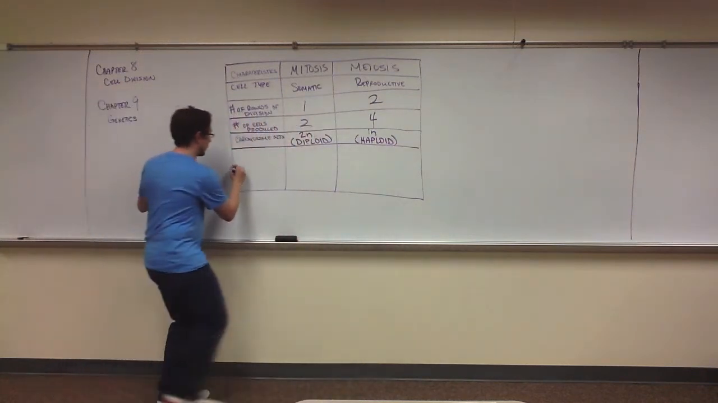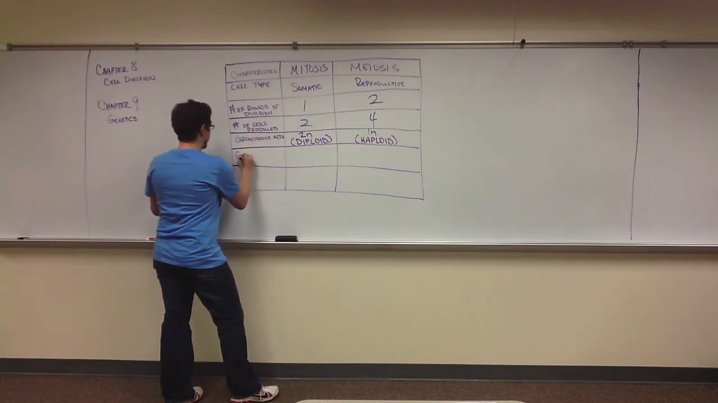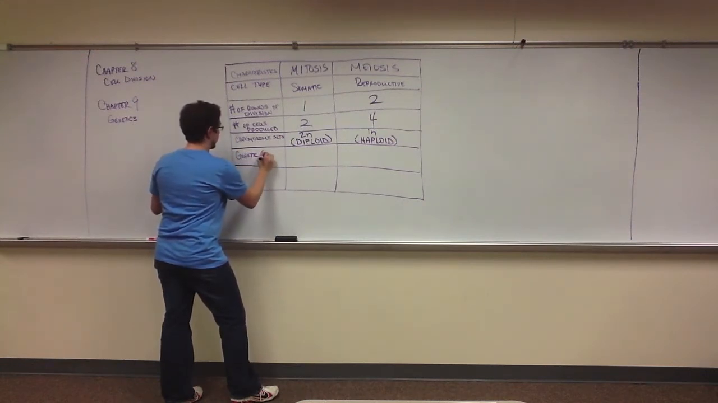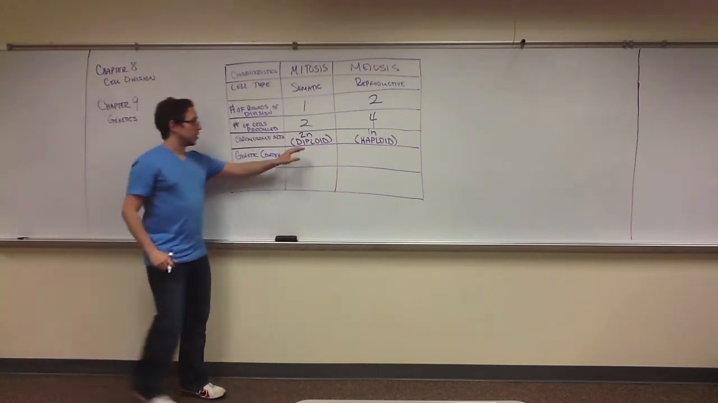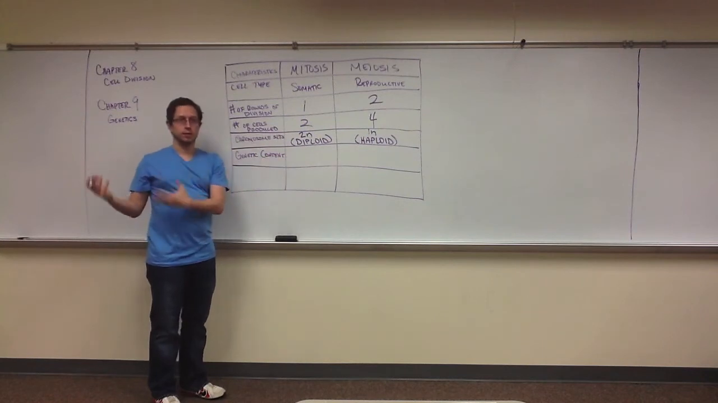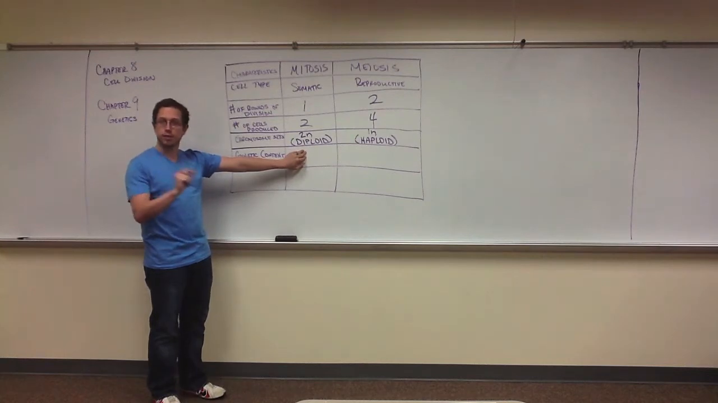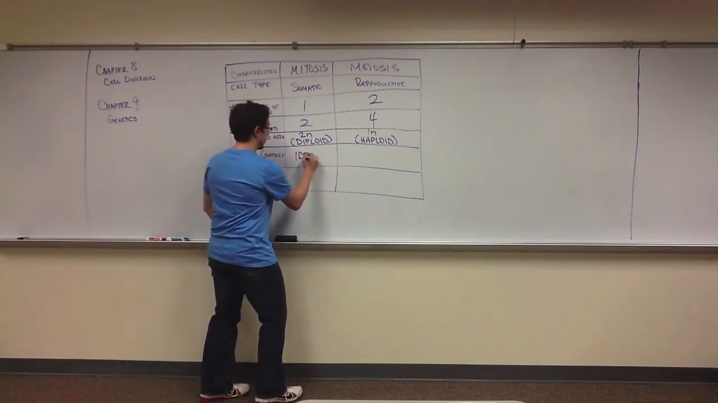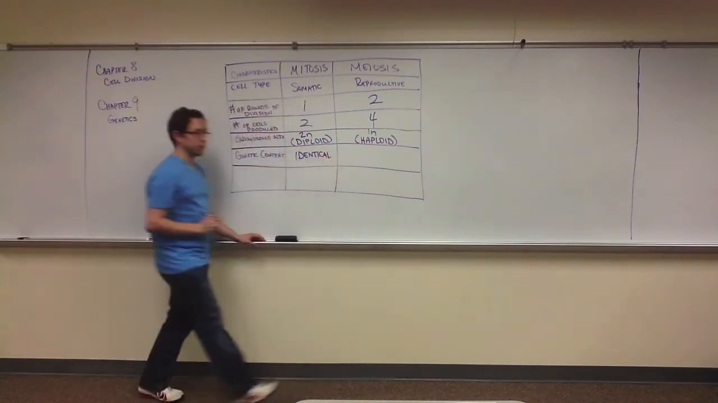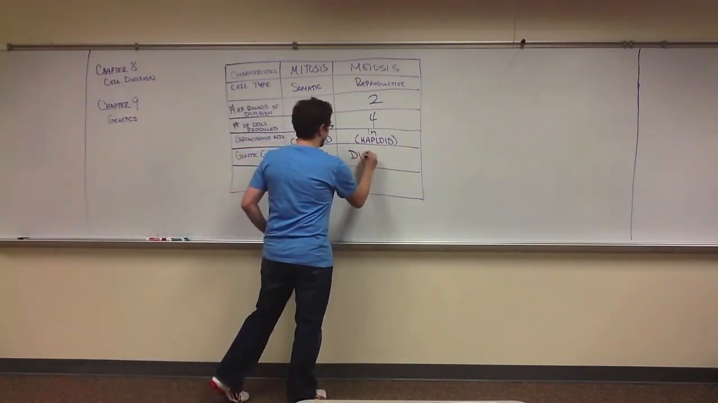Then, let's do genetic content, in other words, the DNA of those daughter cells. Is it identical or is it diverse? With mitosis, by the time we produce our daughter cells, if we look at the DNA in each, is it going to be identical or different between those daughter cells? It's going to be identical, right? What about at the end of meiosis? Diverse. It's going to be diverse. Good.